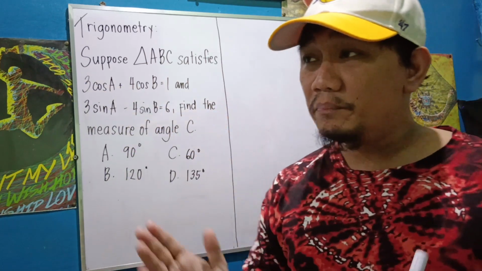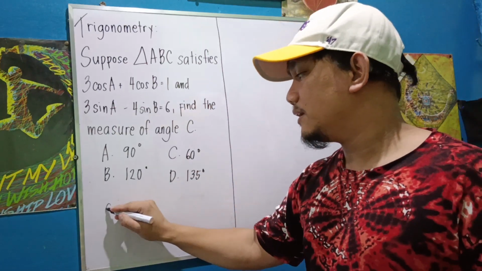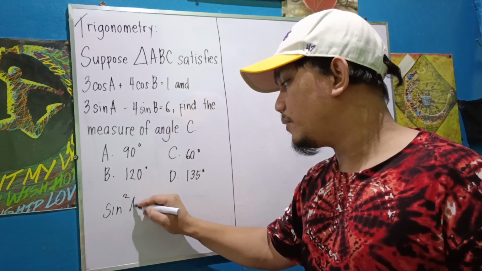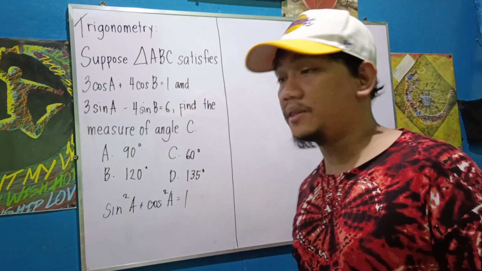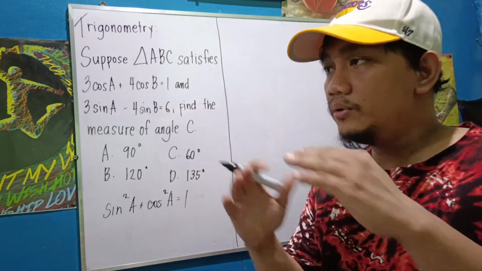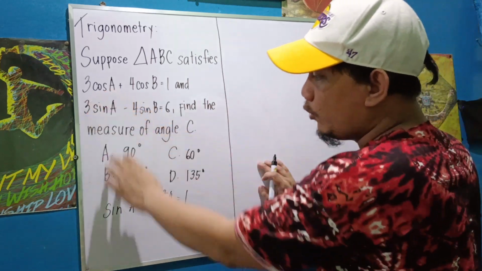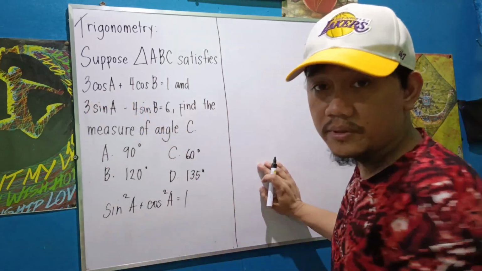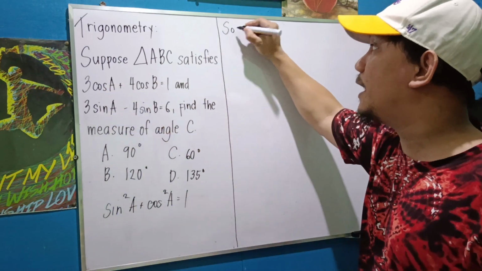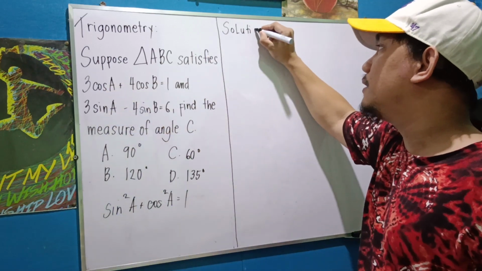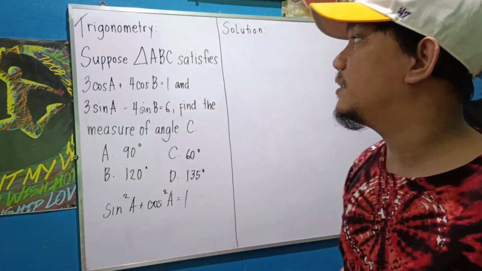So alam natin yung pinaka-basic Pythagorean identity na sine squared A plus cosine squared A is equal to 1. This is the basic Pythagorean identity. So how do we start from that equation? Ang goal kasi natin is magkaroon tayo ng sine squared and cosine squared. So for the first equation, square natin siya. Siyempre, we have to manipulate the equations given.